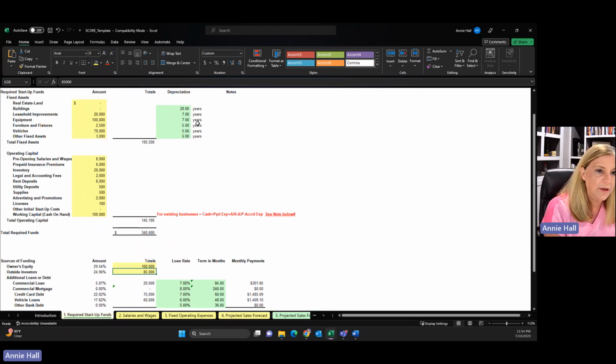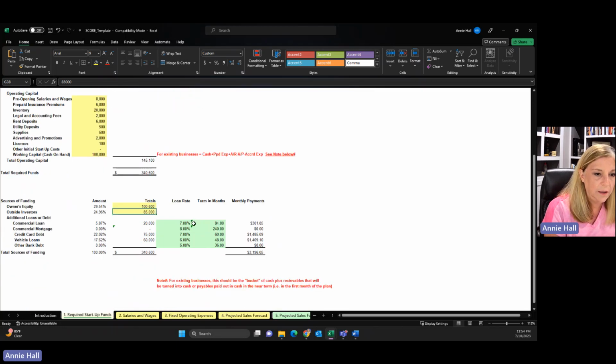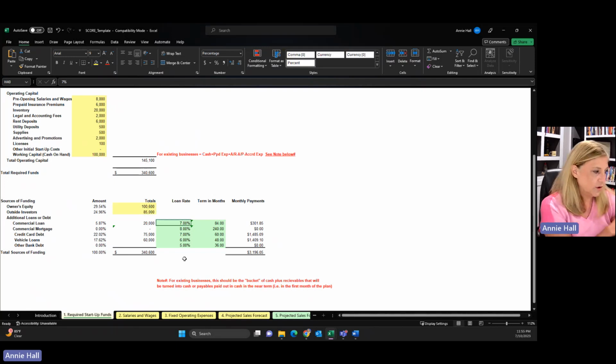Now, just like we had the IRS depreciation factor here, we also are going to put in our loan rates and the terms here. So for example, this commercial loan, we got a $20,000 commercial loan. Well, I can put whatever the interest rate for that loan is here. So we're just going to leave these assumptions as they are. But if your loan was really at 11%, well, you would need to change this to 11%. And then the term in months. Well, so this is 84 months. That's a long time. That's what is that, 7 years?